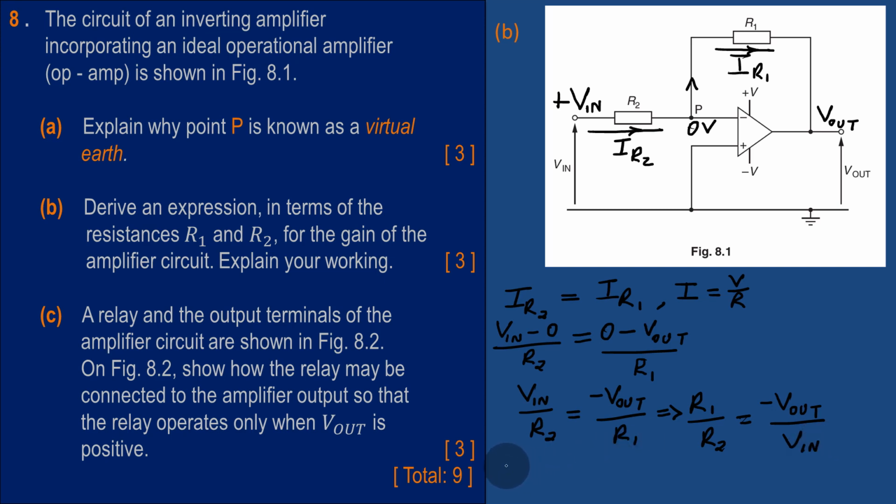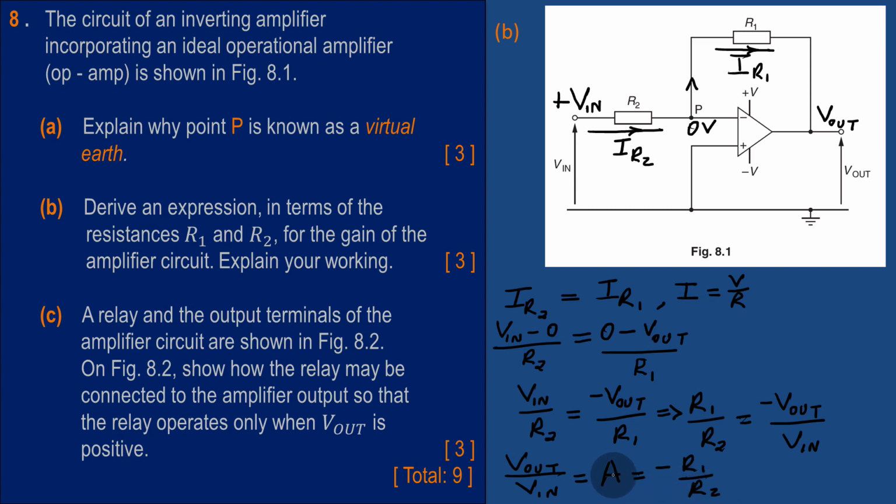Now this further implies that V out over V in, which is actually equal to our gain, the gain of the amplifier, is equal to, we can multiply both sides by the negative sign because I want this side of the expression to be free of the negative sign so that I can just get V out over V in, which I call the gain of the amplifier. So when I multiply both sides by the negative, that negative comes here and it multiplies the ratio of R1 over R2.